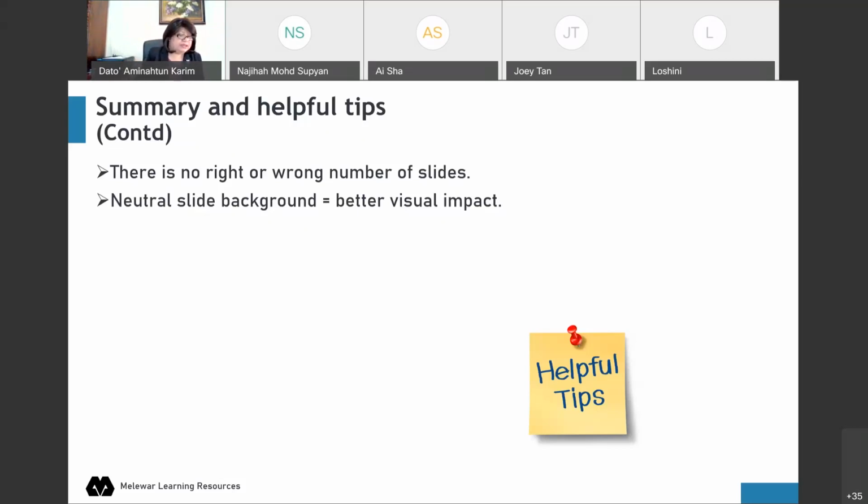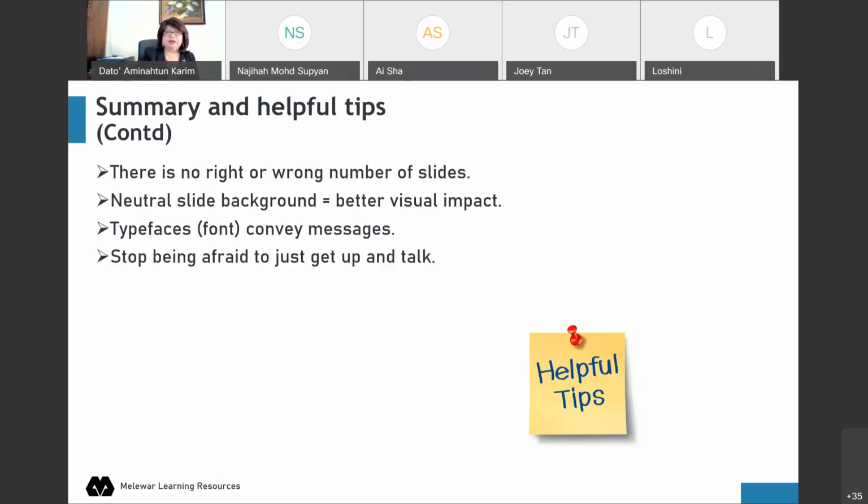And then a neutral slide background is better. Like I have a white background, you have a better visual impact. If I have a red background, maybe you won't see it so clearly. Maybe it's distracting, right? And then the typeface or the font. The typeface or font conveys messages. Like you see this helpful tips word there, is it the right font? Maybe it's handwritten, so it's fine. But sometimes people use the wrong fonts, like that lady again, Miss A. It's irritating to people. You lose them. They're not interested in your presentation.